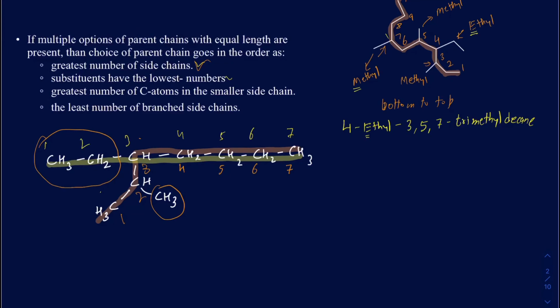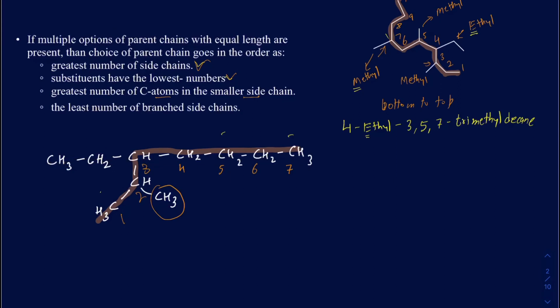And if that doesn't help, then you look at the second one. You want the substituents that give you the lowest numbers. If that doesn't help, then you want to make sure you have the greatest number of carbons in the smaller side chain. So you just go in that particular order. Now I know how it's going to be named, how it's going to be numbered, and which chain I'm going to be picking here. So I'm going to erase that part right there.